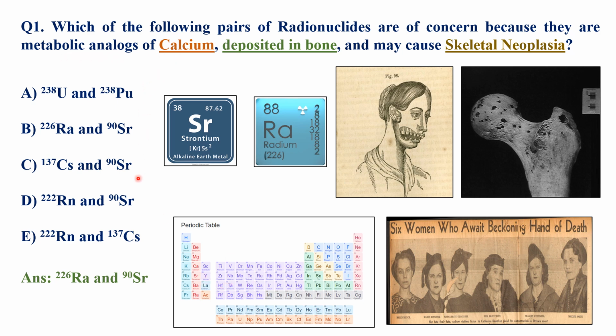If you look at the other options, you can see clearly uranium and plutonium belong to the lanthanide group of elements. Cesium belongs to the first group of elements, and radon belongs to the helium group of elements. So as you can see, the two metals in the other options do not belong to the same group of elements. Like that you can clearly exclude the other options and directly consider the right one. But still, let us understand more detailed concepts related to strontium and radium.